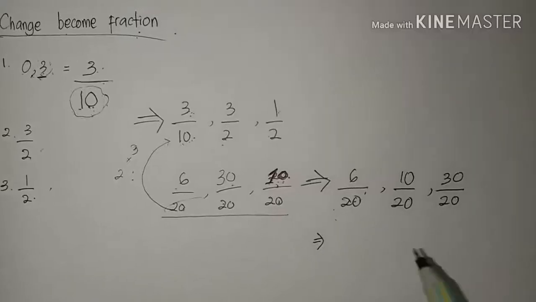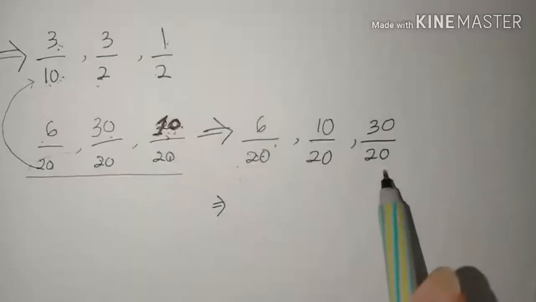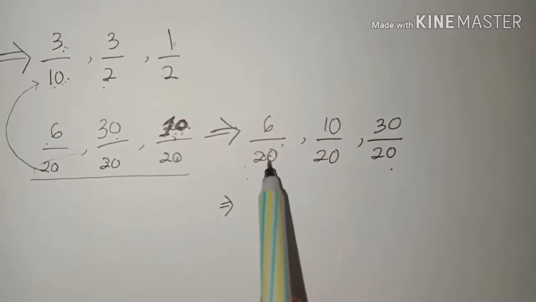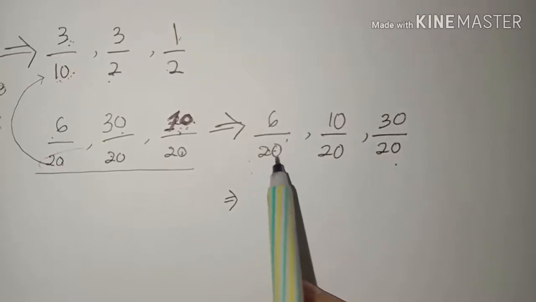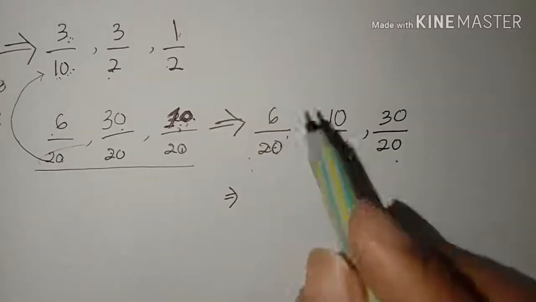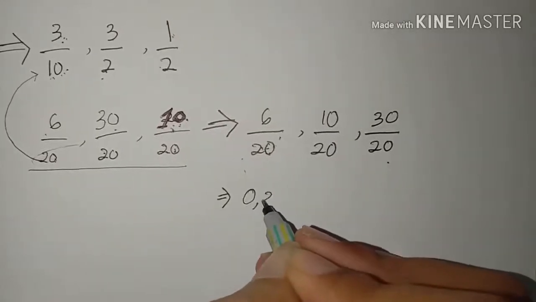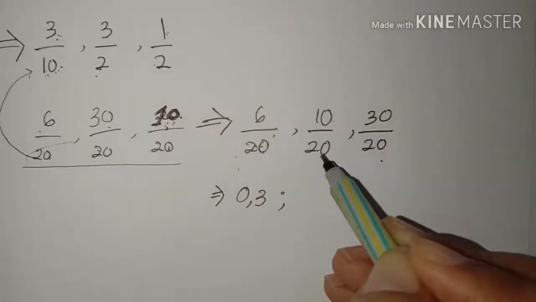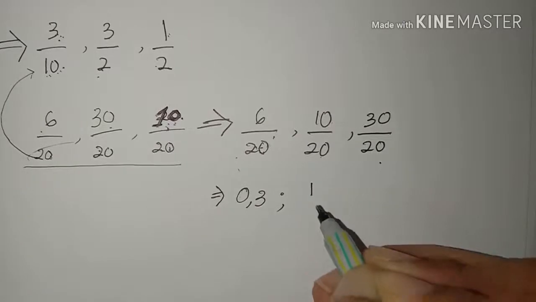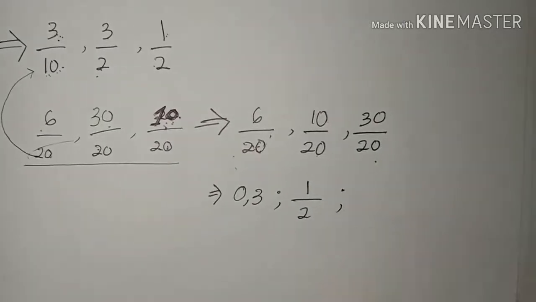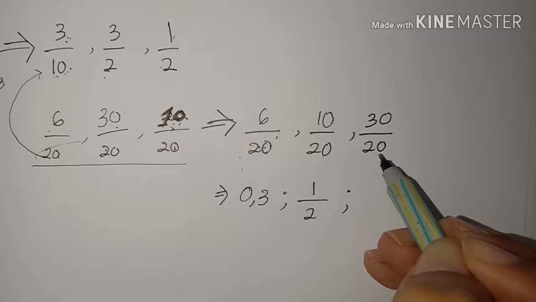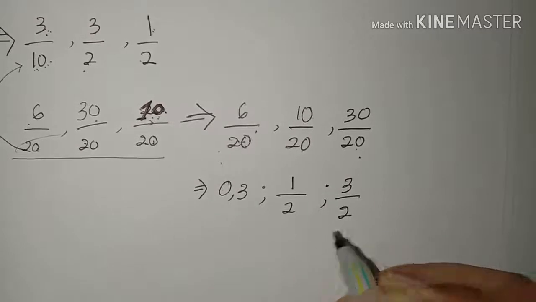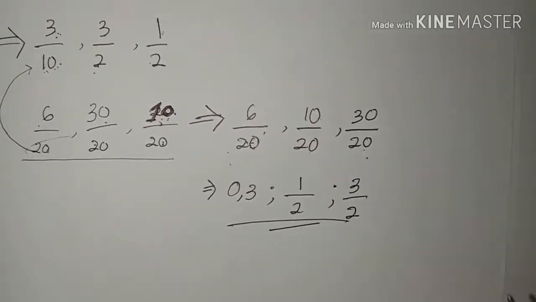Next, for the final answer we can return to the original types. 6 of 20 is 0.3, and then 10 of 20 is 1 of 2, and the last, 30 of 20, is 3 of 2. So this is the answer.